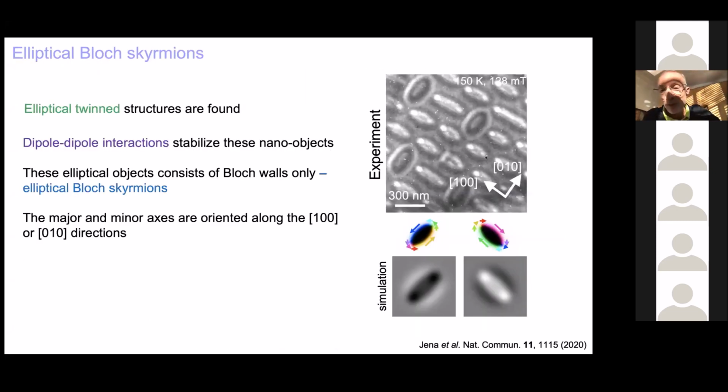So here's a very beautiful Lorentz image where we see these two elliptical Bloch skyrmions in perpendicular directions. And what it means is these objects only have Bloch walls, unlike the anti-skyrmion, which has this complex Bloch-Néel type structure. This is what we see. Very, very beautiful work from Jagannath.